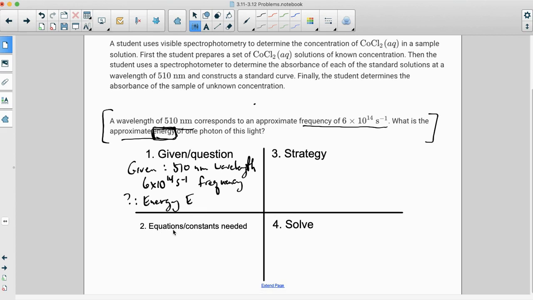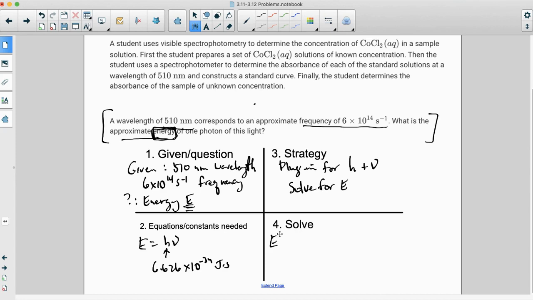So let me go and find an equation that's going to allow me to find E. So I see that I have a wavelength and a frequency, but I need something that relates E to one of these. And so I'm going to be using my E equals h nu equation again. So I'll use this equation. I need Planck's constant, which is 6.626 times 10 to the minus 34 joule seconds. Okay, my strategy will be to plug in for h and nu and solve for E.